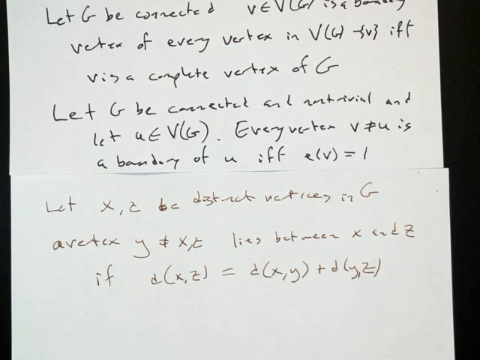The geodesic from x to z is the sum of the geodesic from x to y and y to z. It's in line with, it's in between. Okay, I get the intuitive idea here. I like this.